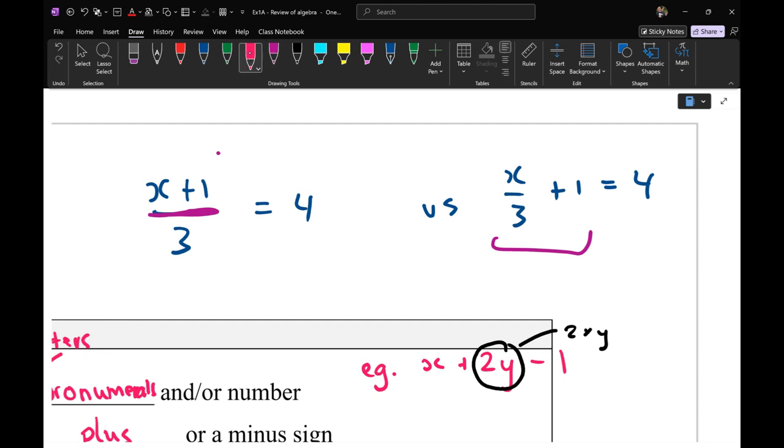Times 3. So what you learned back in year 7, you would have said times 3 on one side, but whatever you do to one side, you have to do to the other. So this is balancing, right? And then they get to this problem and they do the same thing. They're like, all right, well, that's a divide 3. So I times 3 on one side, I times 3 on the other side, and then the 3s cancel out. x plus 1 is equal to 12. It's wrong. Why? Where have I gone wrong?